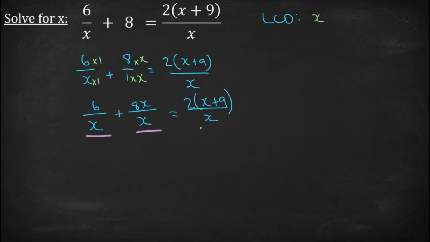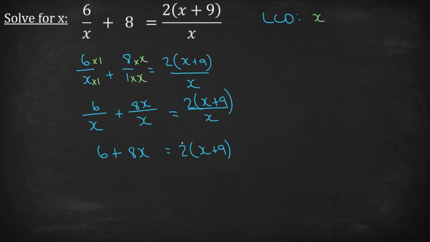So now my denominators are the same and I'm dealing with an equation. That means I'm allowed to remove the denominators and only write down the numerators. Now you might be wondering, why am I allowed to remove the denominators like that? And if you would like to understand why this is algebraically correct, check out the video linked in the top right corner. The next step to solve this equation is to distribute this 2 into the brackets. That means I'm going to write 6 plus 8x equals 2 times x is 2x and 2 times 9 is 18. Now this is a linear equation because the highest power of my variable is 1.